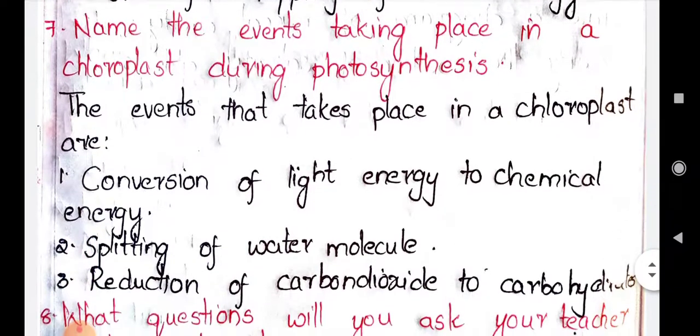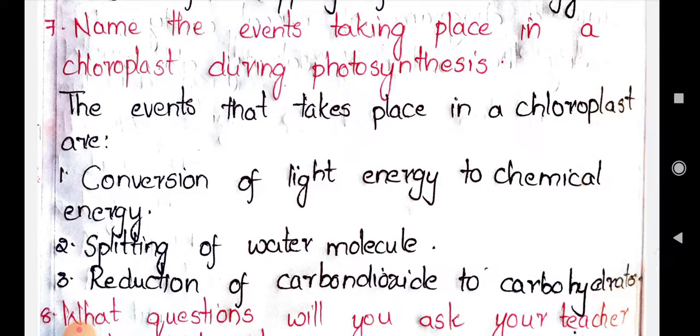The first one is conversion of the light energy to chemical energy. Already I said that the chloroplast contains a pigment called chlorophyll that helps in the absorption or trapping of the solar energy. After trapping of the solar energy, into which energy will it be converted? It will be converted to chemical energy. So the first point is conversion of the light energy to chemical energy.